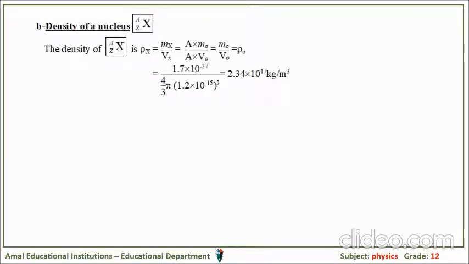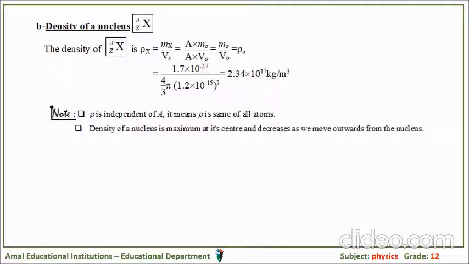The density of the nucleus X is nothing but its mass over its volume. Since both the mass and the volume are related to the mass number, we say that the density is nothing but the mass of the nucleon over the volume of the nucleon. But this is constant. So we say that the density of the nucleus is constant. Its value is 2.34 times 10 to the power 17 kilogram per meter cubed. Very, very heavy.